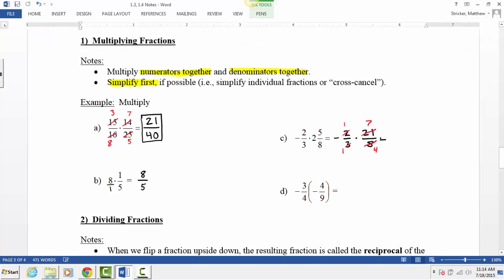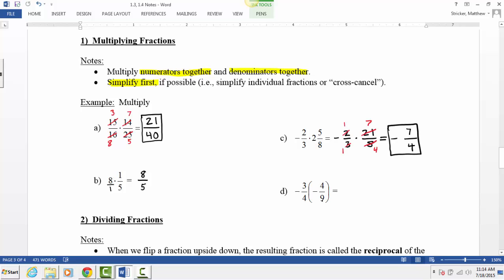And then we go ahead and multiply. Remember our rules for multiplying signed numbers. We have a negative number here times a positive number, and a negative times a positive is a negative. We multiply the numerators. 1 times 7 is 7, and then the denominator, 1 times 4 is 4. So the answer here is negative 7 over 4.